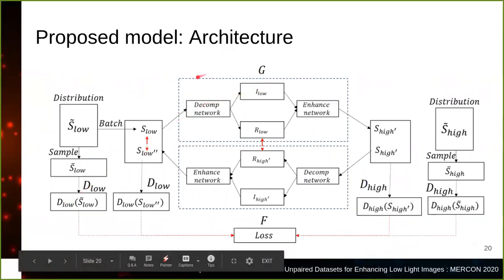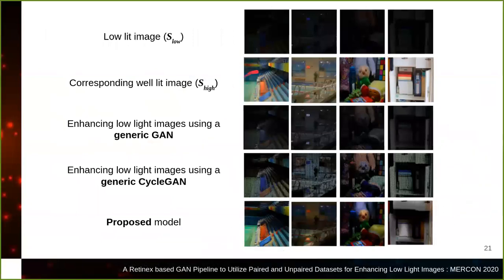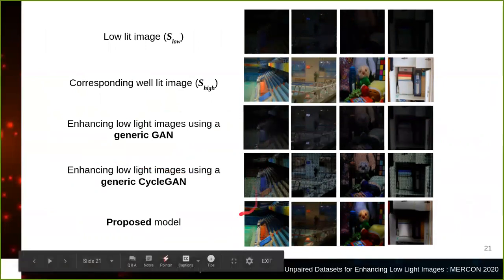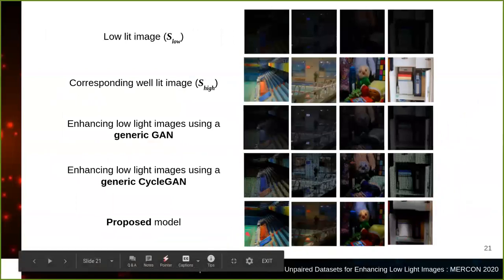The important thing to remember is that the decomposition is trained on paired datasets, while the enhancement is trained on unpaired datasets. These are the results: the low lit images and what the answer should be, the well lit image. We have results from a generic GAN and a generic CycleGAN, which is the prior work, and then the results from our model, which is superior to the previous work. You can see they are very close to the corresponding well lit image.